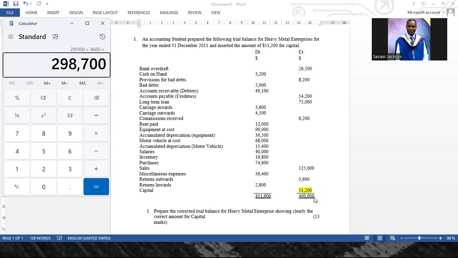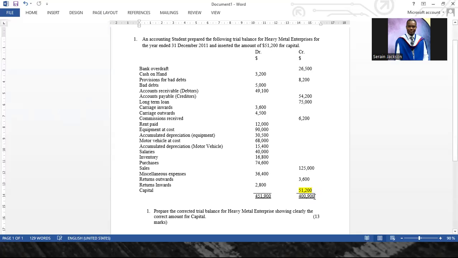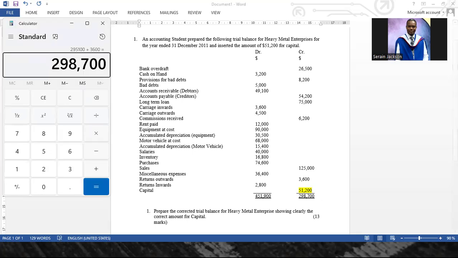298,700. So let's write that down. 298,700. Obviously, they are not the same. So we want to find the capital figure. So we're going to find the difference. So we're going to subtract.